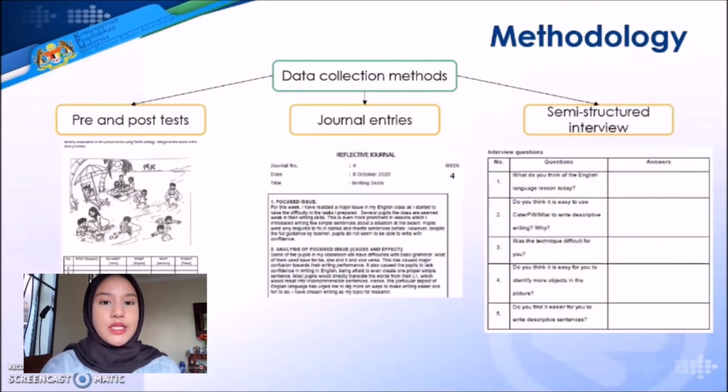The last method is the semi-structured interview. Interviews with the pupils were conducted twice, before and after the intervention, to identify the effectiveness of the teaching intervention based on their academic performances. Questions will be asked on how the pupils think the intervention is useful for them in writing descriptive text.